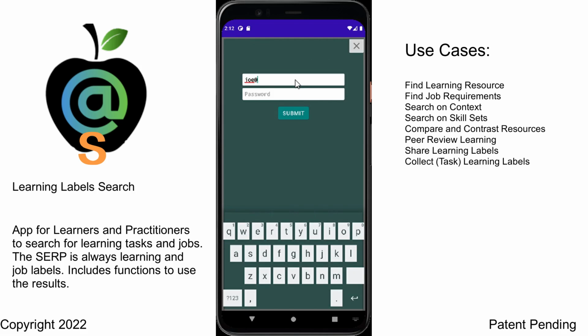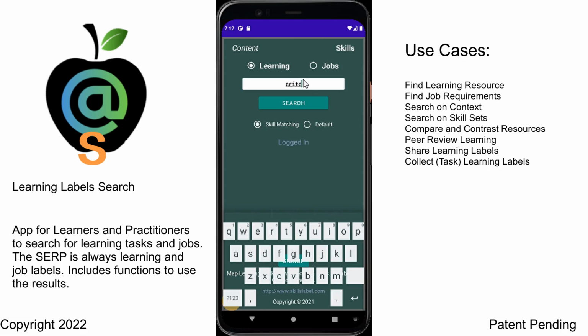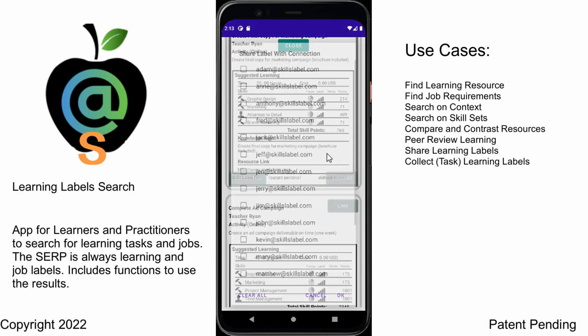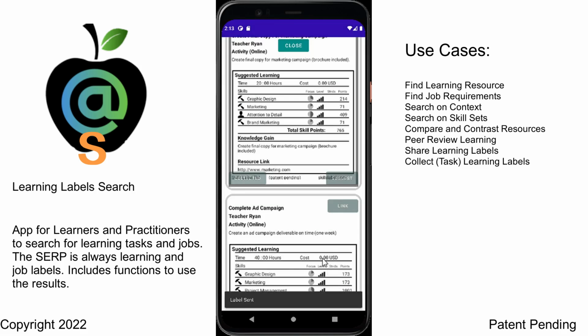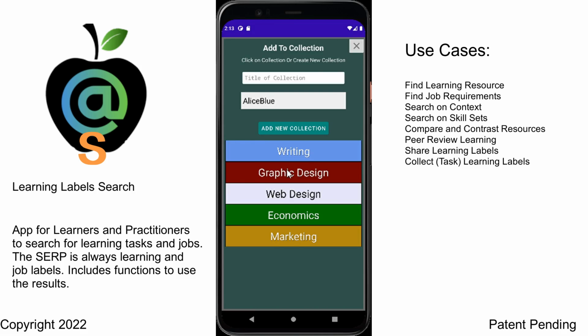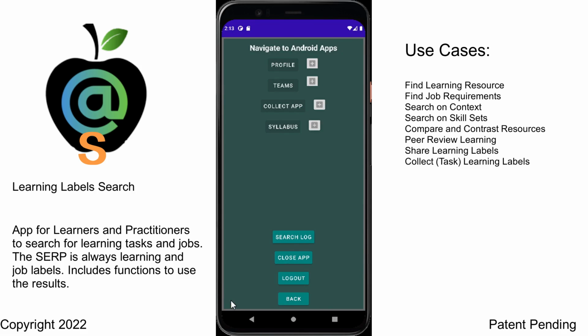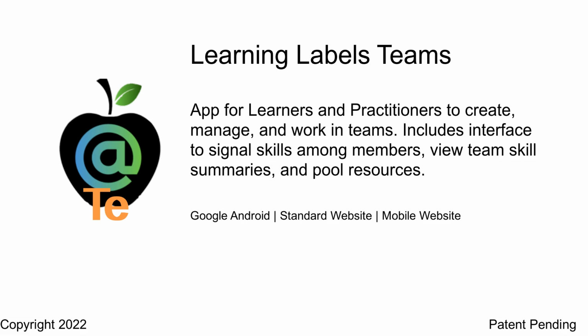I'm going to log out and log in as a learner, and I have different tasks. Again, I could share with my classmates, my teammates. I could add them into my collections. If it's already in my collection, I see them color-coded with a border.